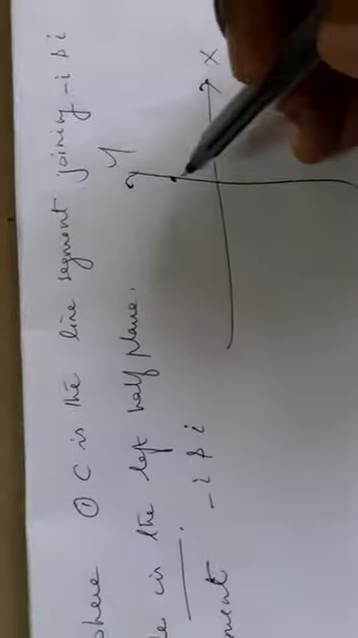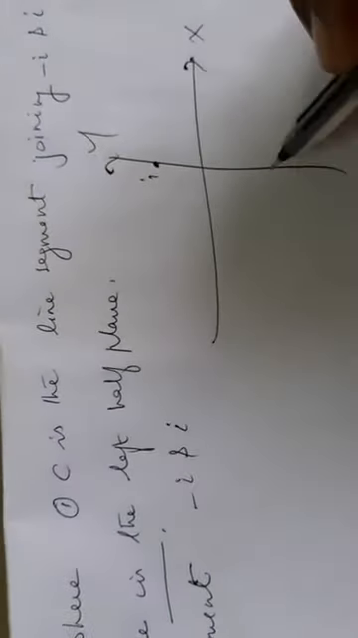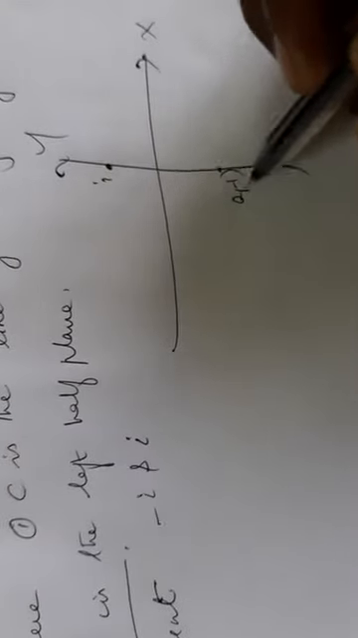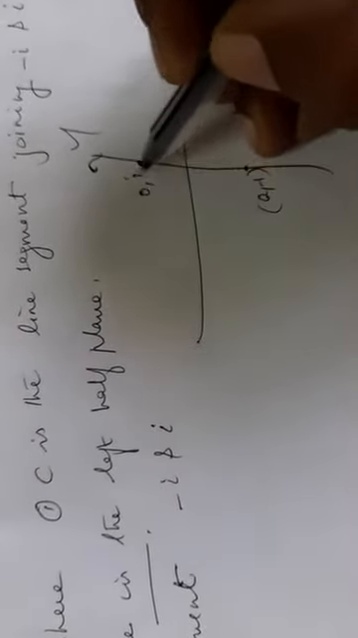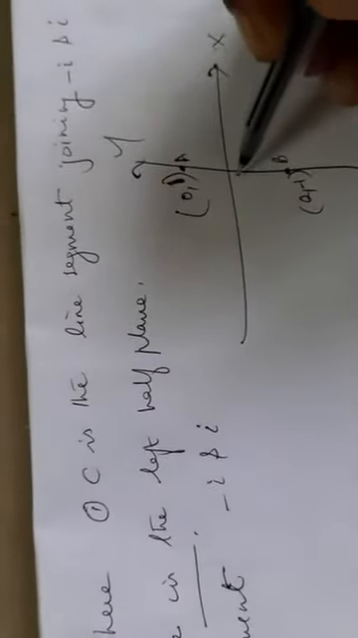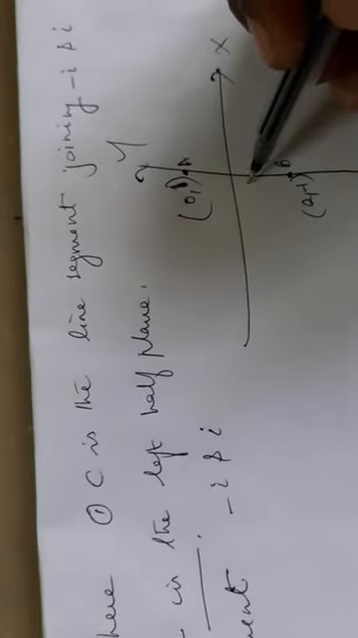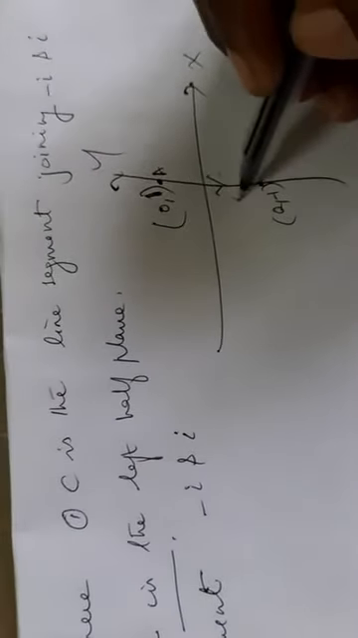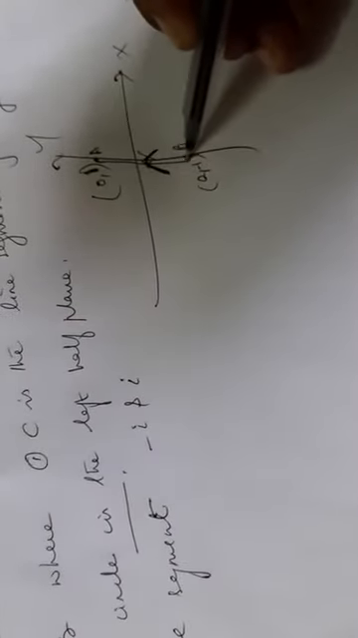That means in the xy plane, i is here, that means imaginary i. Minus i is here. That means 0, minus 1, and i means 0, 1 as coordinates. So this is the line segment AB from minus i to i. So B to A. Okay, so this is the line segment from 0, minus 1 to 0, 1.